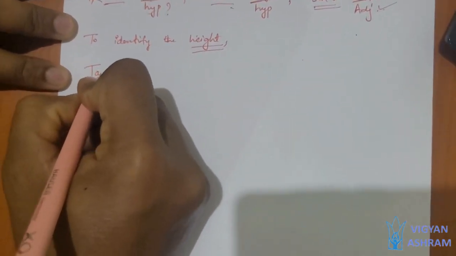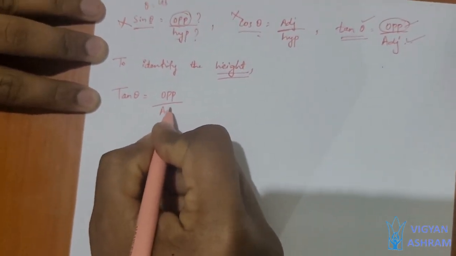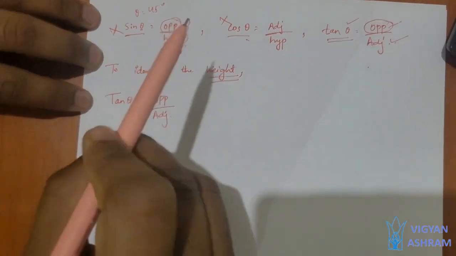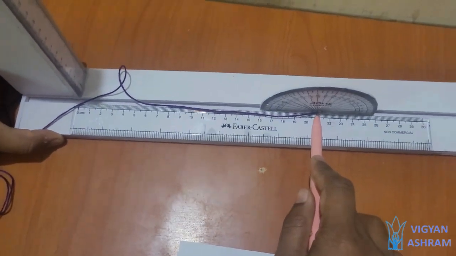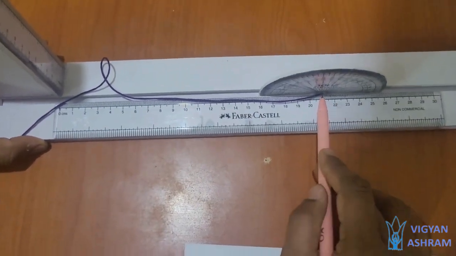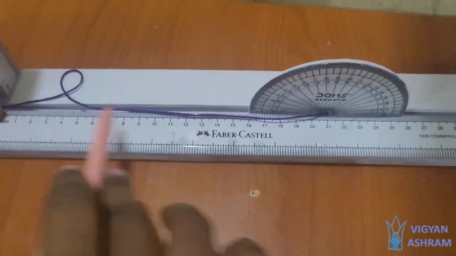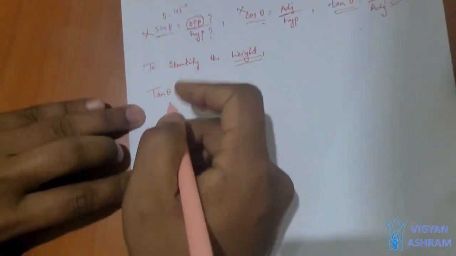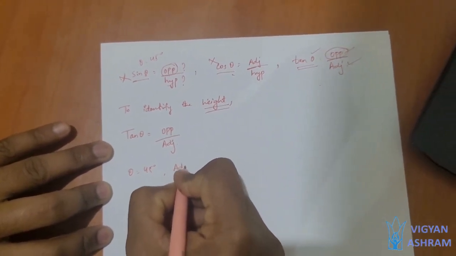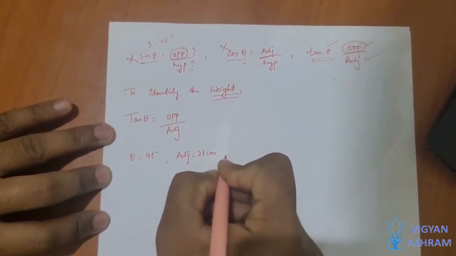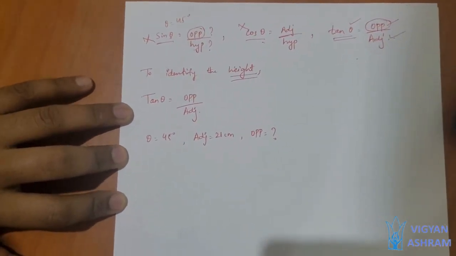Okay, so tan theta is equal to opposite by adjacent. Adjacent is nothing but the center part of the protractor and its measurement from 0. So from 0 it is 21. So theta is equal to 45 degree. Adjacent is equal to 21 centimeter. Opposite is to be found out, right?